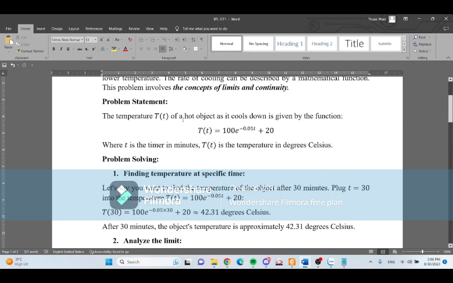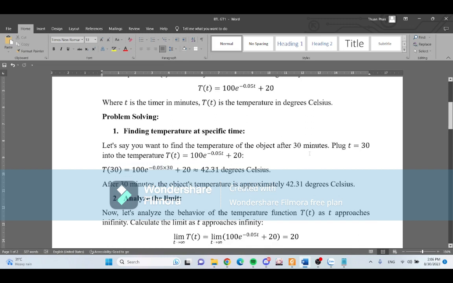So here we can see that this function T(t) is equal to 100 multiplied by e raised to minus 0.05t plus 20, where t is the time in minutes and T(t) is the temperature in degrees Celsius. So first of all, in order to find the temperature at a specific time, let's explore the scenario where you are curious about the temperature of the object after a certain period.